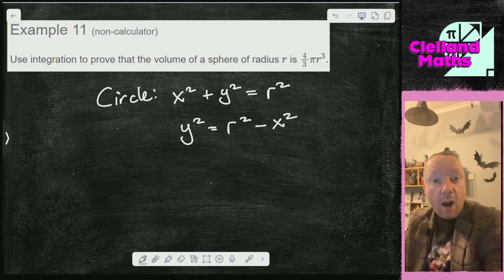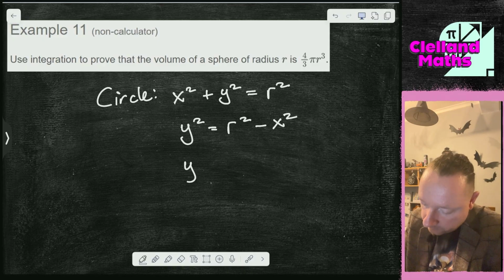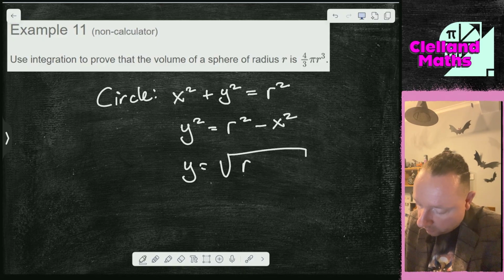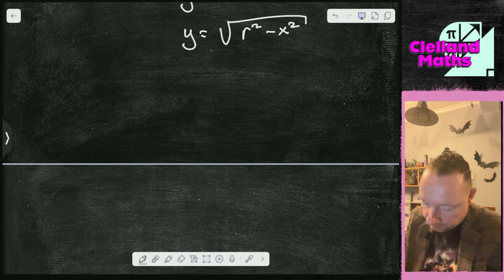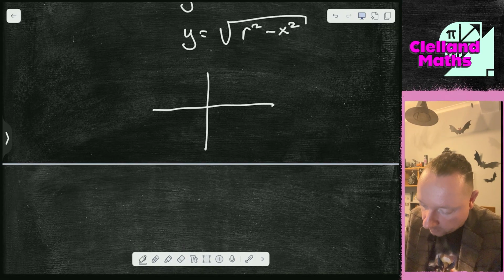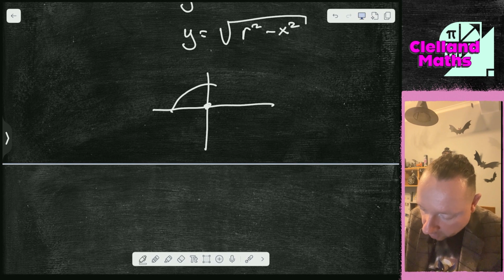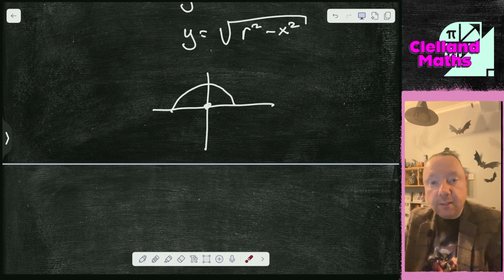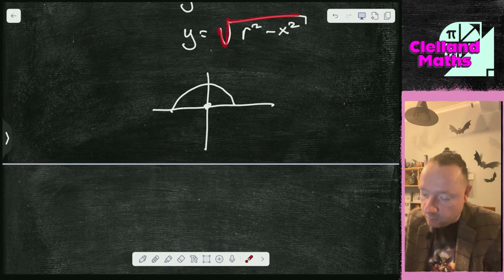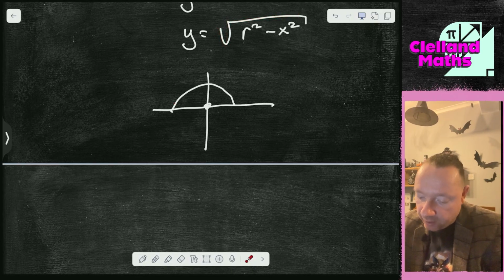So that means that y is the square root of r squared minus x squared. It's on the origin, but if we just take the upper portion of it, then you'll have a picture that looks a bit like this. We're taking the upper portion, of course, because we want to be able to integrate it because it's a function, so it's the square root, the positive of it. If we then rotate that around this x-axis, you can imagine that that will then end up becoming a sphere.